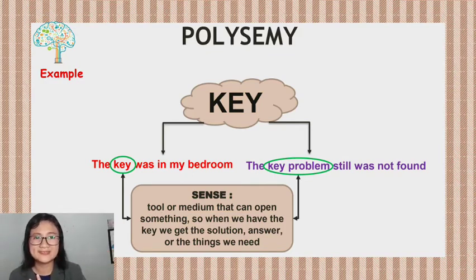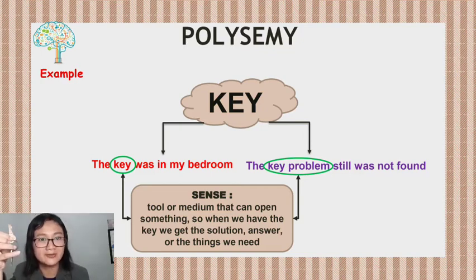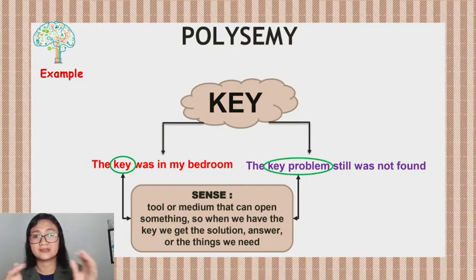Okay, maybe at the first time when we see the word key and the key problem, we see it as a different word, right? Yeah, because the key in the first sentence tends to explain the real object, like what I show you, this key, the real noun. While the key problem in the second sentence is an abstract word. We cannot taste it, we cannot feel it, we cannot see it actually. So those words are different.